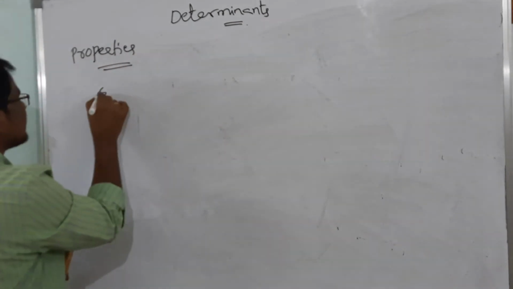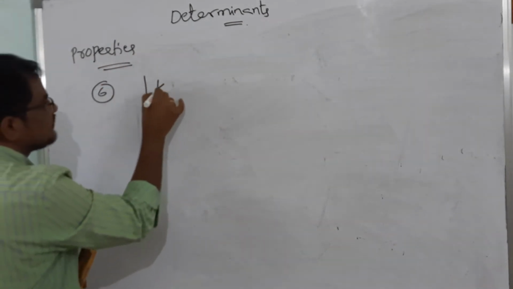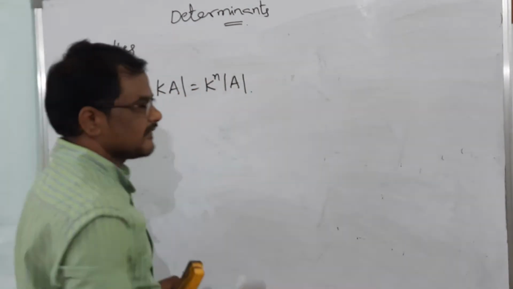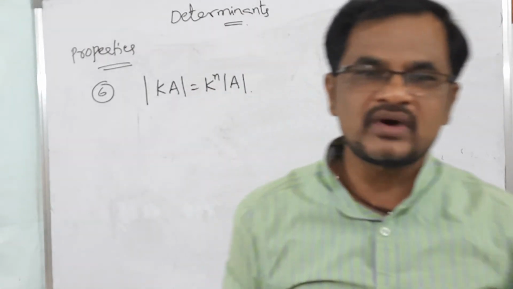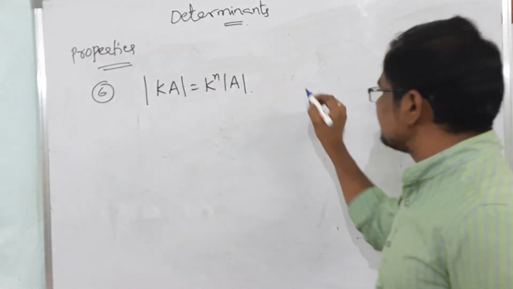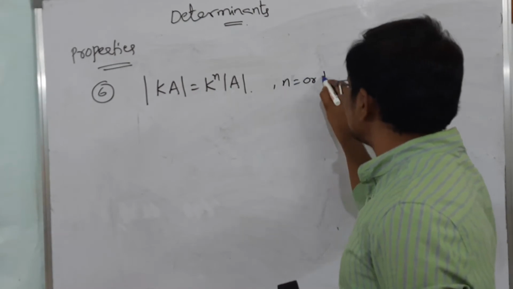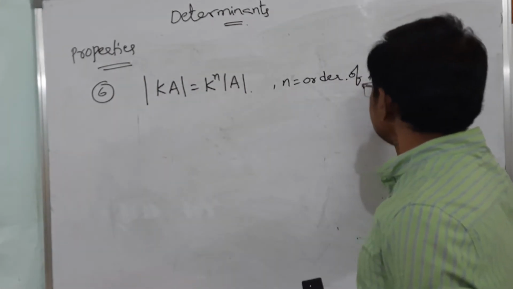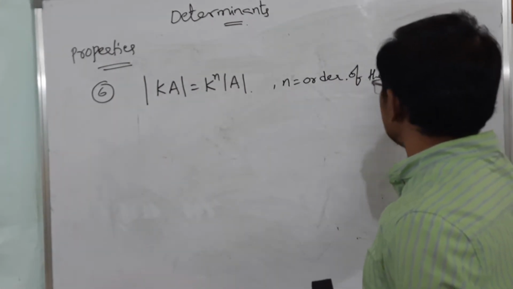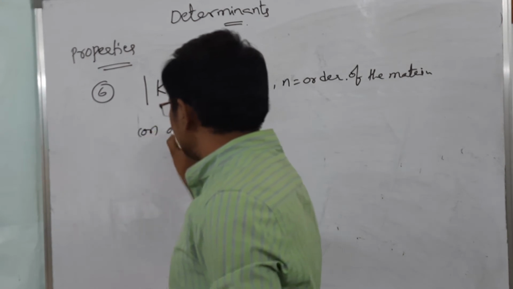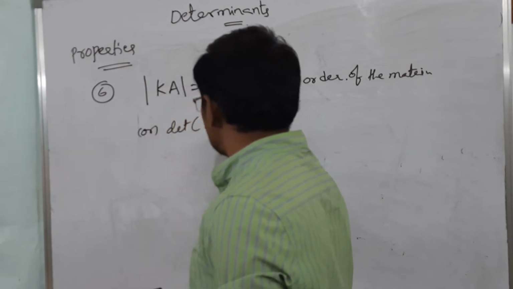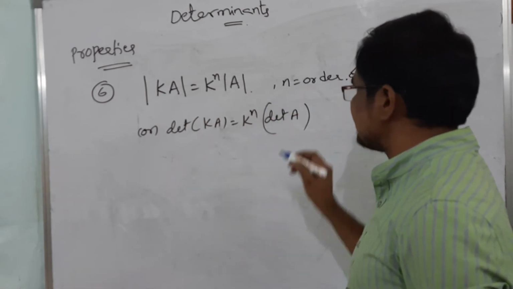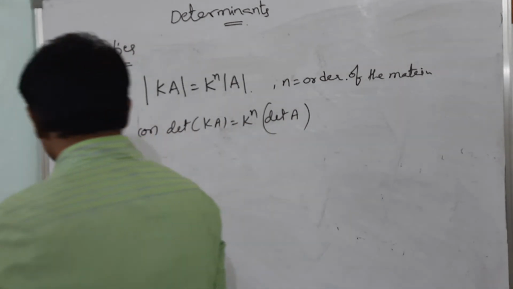That is the sixth one: the determinant of kA equals k power n into the determinant of A, where n equals the order of the matrix. Or you can write it like this also: determinant of kA equal to k power n into determinant of A. Okay.